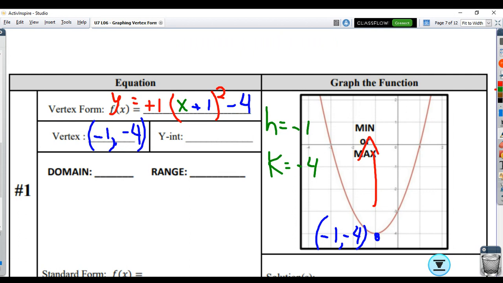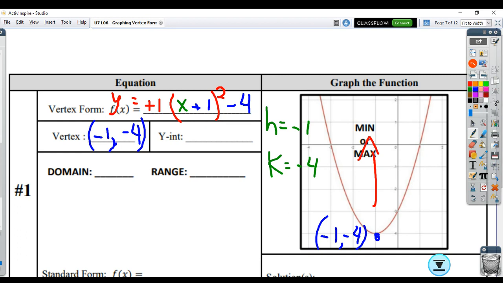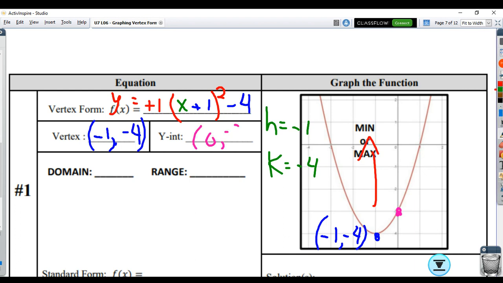You can ask yourself what the y-intercept is. That's not as much of our focus right now, but if you could, it's no problem. Your y-intercept is right there. So that's (0, -3), right? But a more important question is the domain and the range.